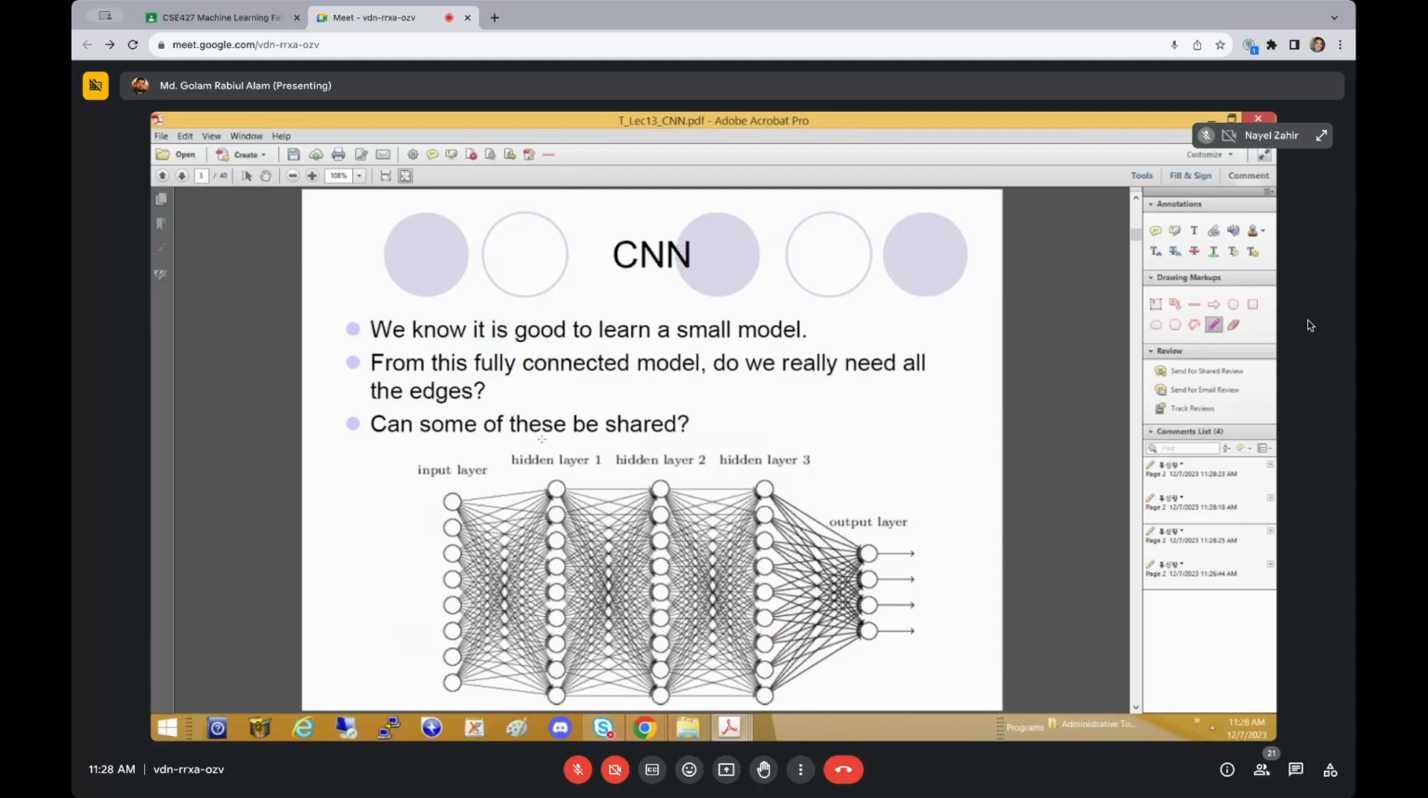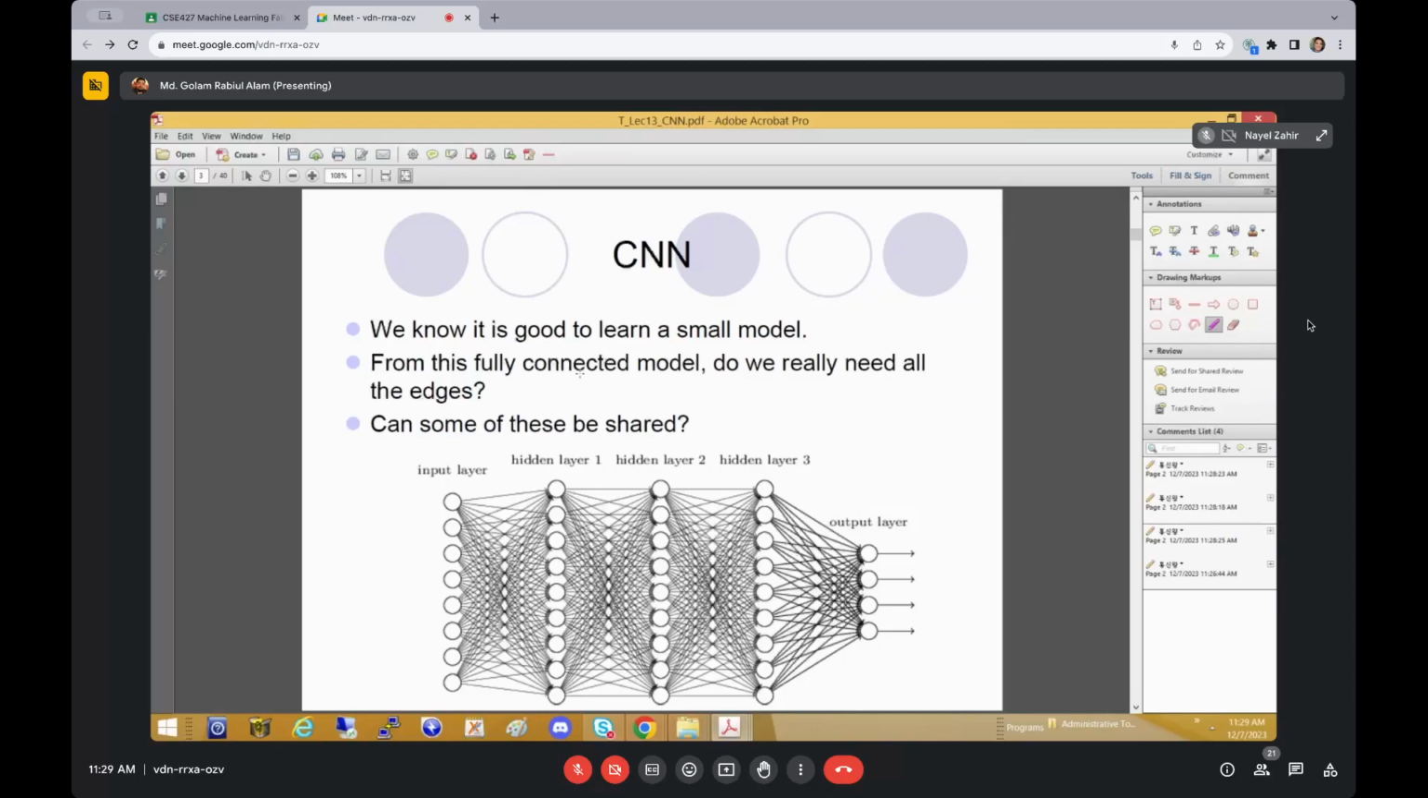Generally, we know that if we have a small model, it is good for learning. A small model can be learned easily, and even if you have a very small device, you can still learn your model on it. That means there is no need to use powerful machines. But usually traditional neural networks, or deep neural network architectures, have fully connected models.